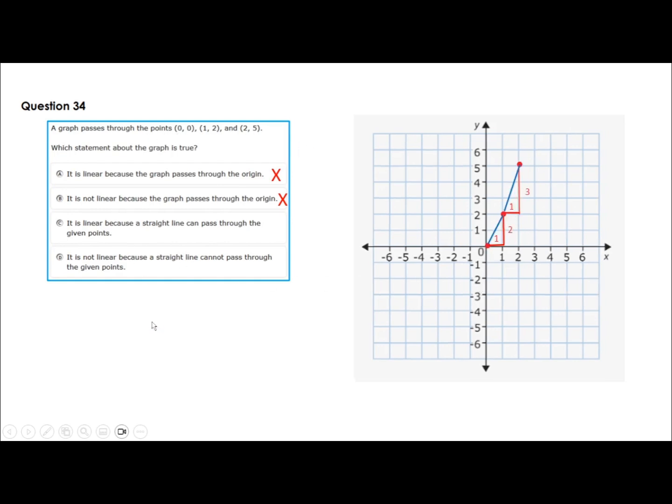So what do we have here? You can do that too. 3 over 1, the slope of this piece. The slope of this piece is 2 over 1. They're not the same. The straight line does not pass through the points. No, it is not linear because a straight line cannot pass through the given points. It's not linear.